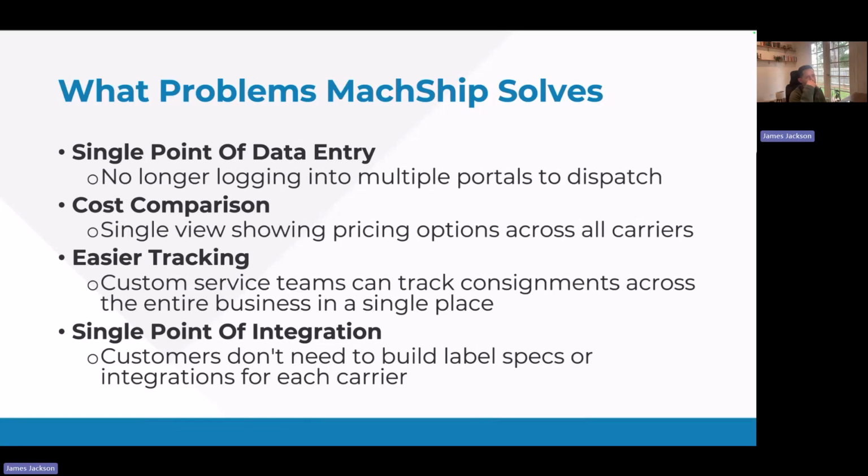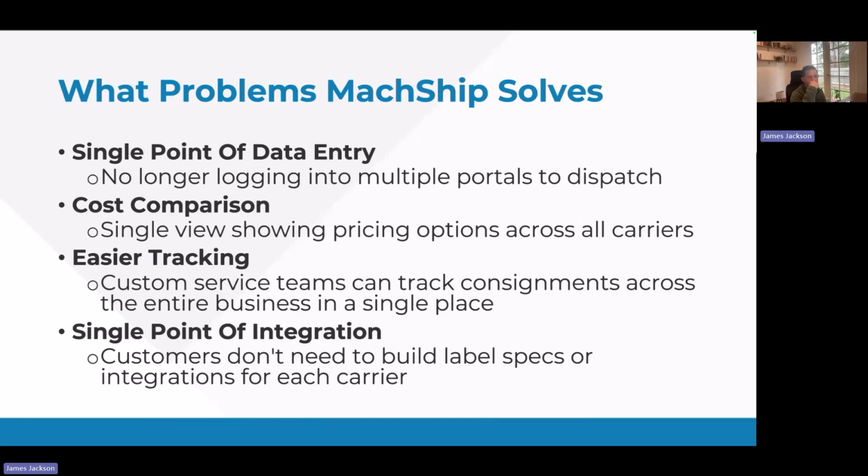Just on this second point with cost comparison, the carriers can be quite opaque with their pricing, and a lot of their individual portals do not show things like fuel surcharges or overlength surcharges or tailgates when they're required. The pricing that you see inside Machship is always all-inclusive, right? So it makes it really easy to compare prices in a really accurate way.